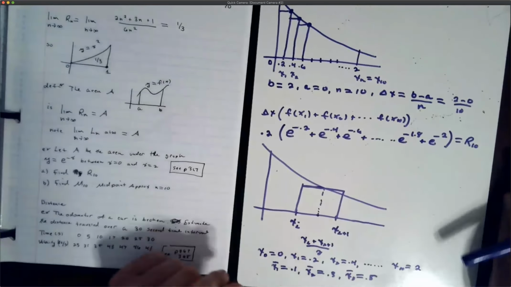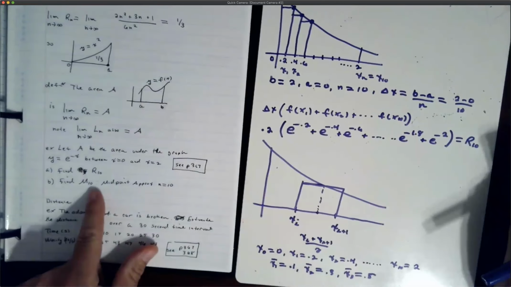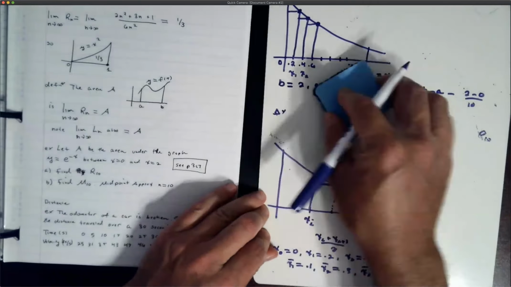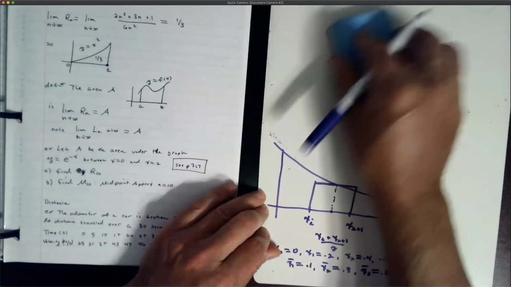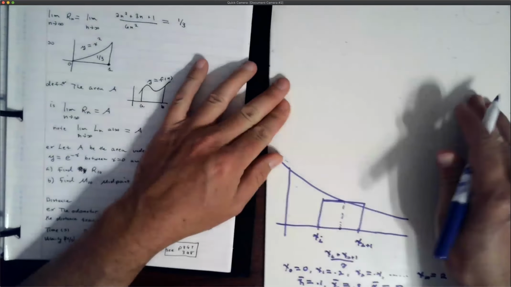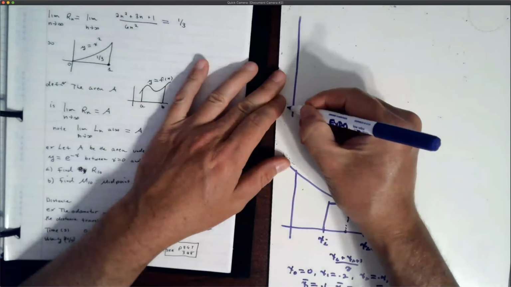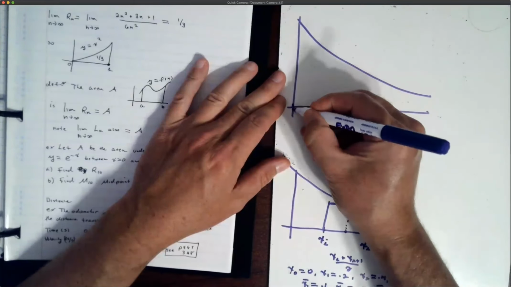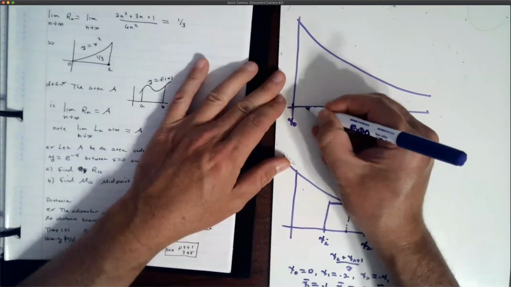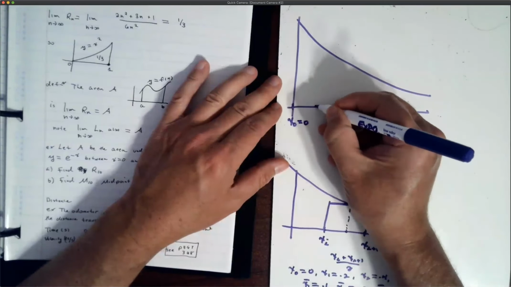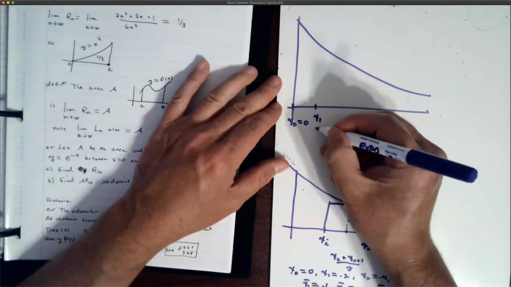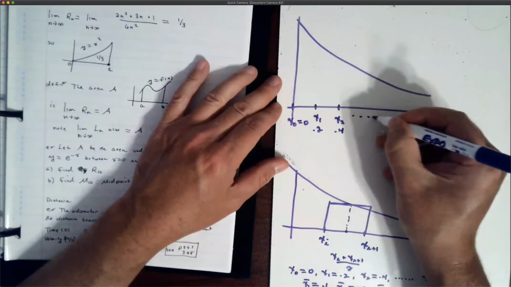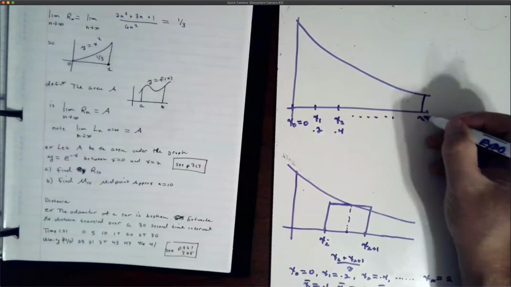Let's put this all together and try to write out the M10 midpoint approximation. Let's draw the graph of e to the minus x, and look at our subdivision points. x0, which is 0, x1, which is 0.2, x2, which is 0.4, and we would end at x10, which is 2.